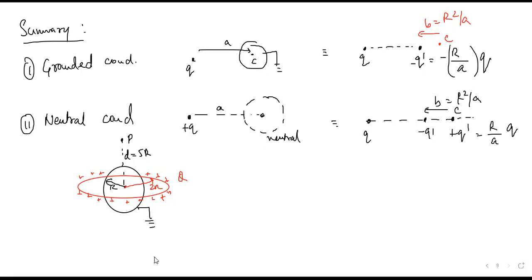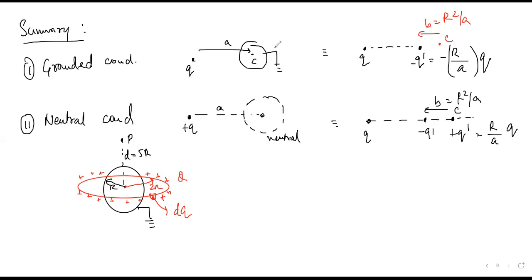You just learned how to deal with a neutral conductor and a charged particle. Let me take a small dq charge over here. What will be the image of this dq charge? The neutral conductor, I'm so sorry, not neutral, the grounded conductor can be replaced by what? By a minus dq by 2 charge.